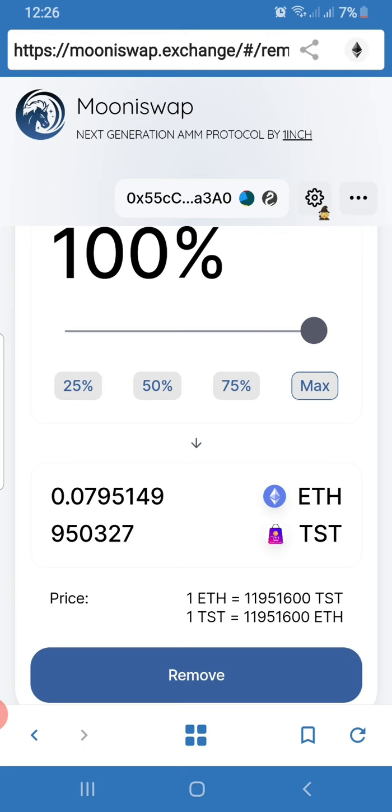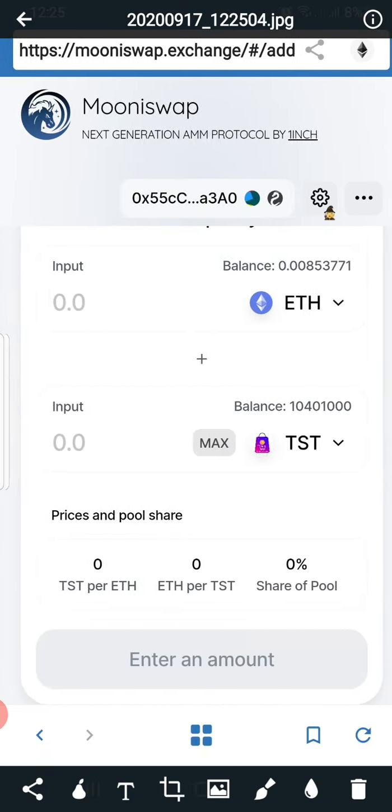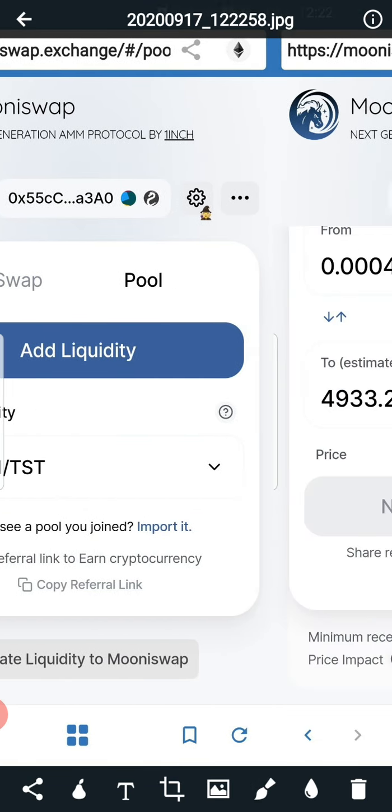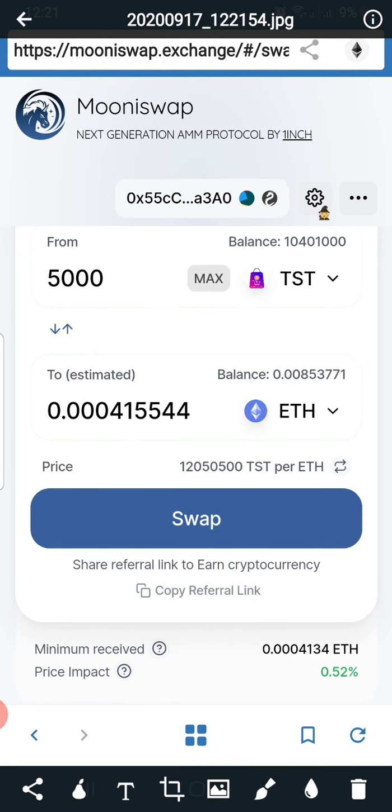So guys, that's how it works. Sorry that I had to use screenshots for this. This wasn't as smooth as Uniswap, so I had to do like two trials before I decided to use screenshots. All right guys, that's it for this video. This is Mooniswap, the latest exchange for trading TST.